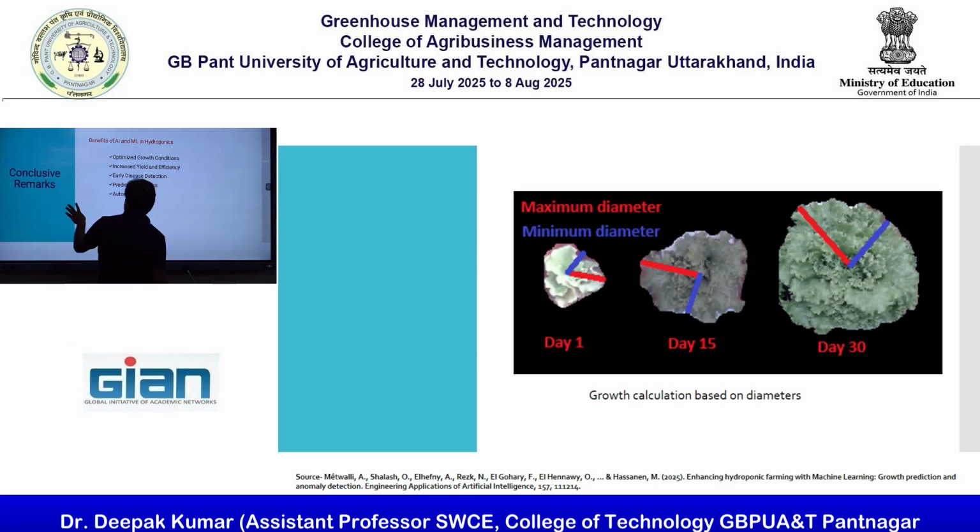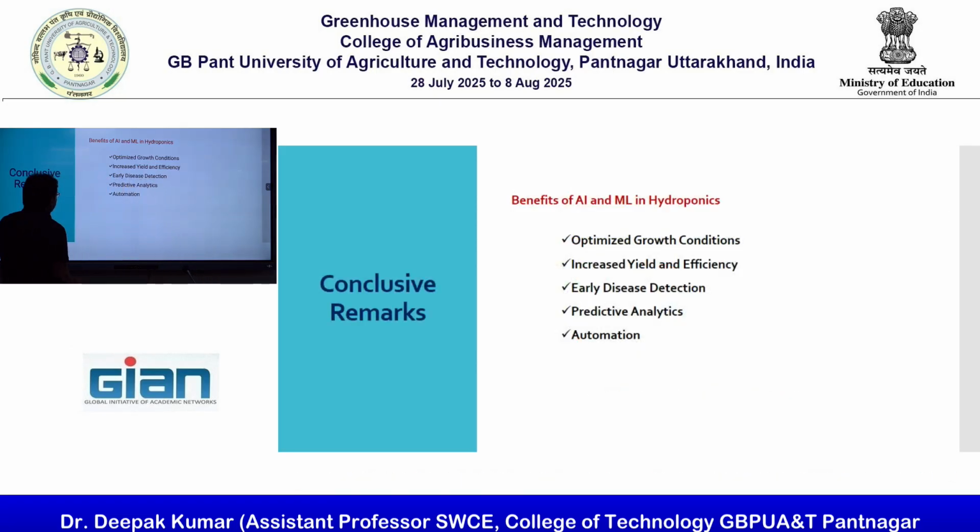So the final point, the conclusive remark, is that AI and ML are important in hydroponic systems. Why? Because they optimize the growth conditions. They increase the yield and efficiency. They can detect diseases also. It is predictive analytics, and it is important for automation, isn't it? So that's all from my side.